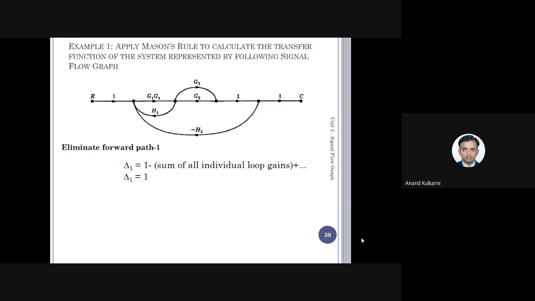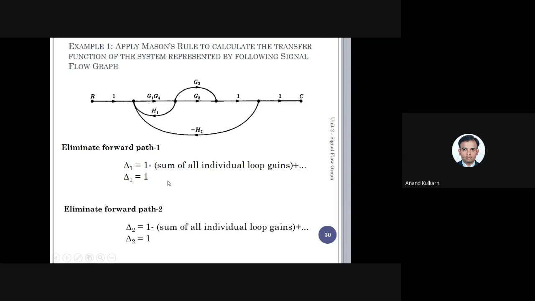Then similarly, how do we find delta 1? Taking forward path 1, check which loops are not touching that forward path. All the loops lie on forward path 1, so this value will be 0. Similarly, take the second forward path and identify which loop does not touch it. Again, since the loops lie on forward path 2, this term is 0. So we get delta 1 equal to 1 and delta 2 equal to 1.